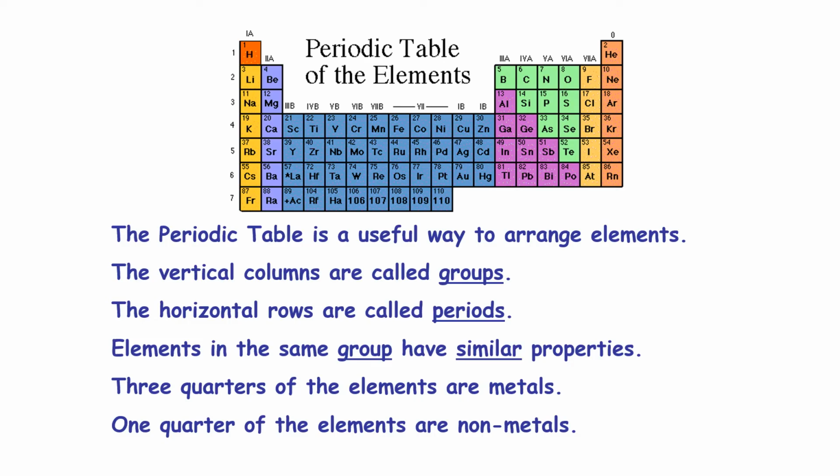The periodic table is a useful way to arrange elements. The vertical columns are called groups. The horizontal rows are called periods. Elements in the same group have similar properties. 3/4 of the elements are metals. 1/4 of the elements are non-metals.